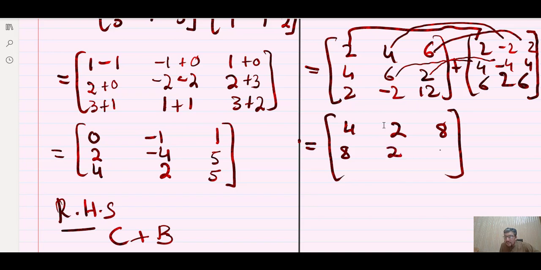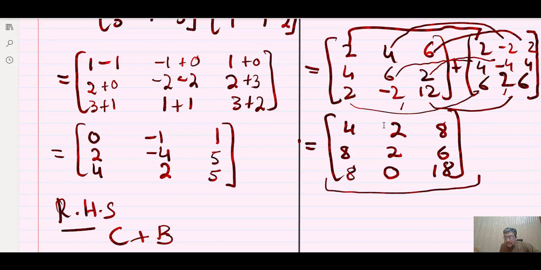2 plus 4 gives you 6. Now this 2 is going to add with this. It will give you 8. Minus 2 and this 2. And this minus 2. When we add these two values, you will get 0. And 12 plus 6 gives you 18. So we have solved the left hand side, and these are the entries of the left hand side.